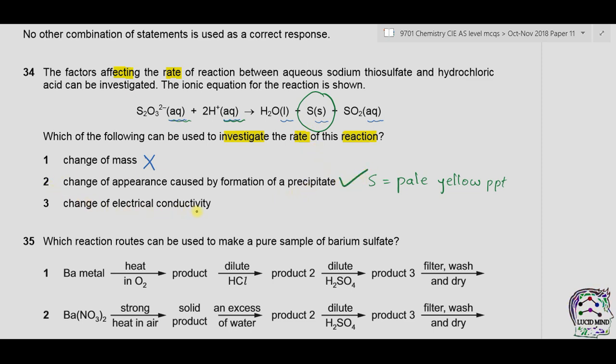3. Change of electrical conductivity. As we can see, on the reactant side we have ions present, while on the product side no ions are present. It means that electrical conductivity will decrease with time. So we can also find the rate of this reaction by finding out the electrical conductivity at different steps. As options 2 and 3 are correct, the answer is therefore C.